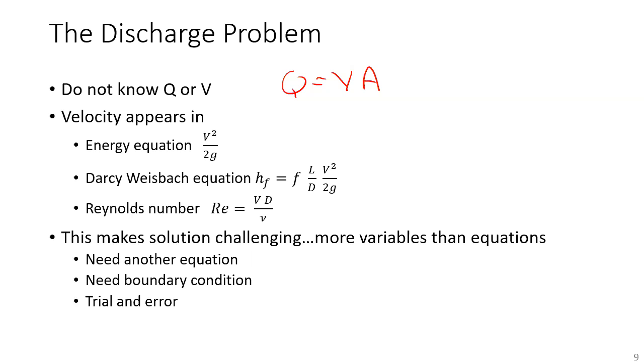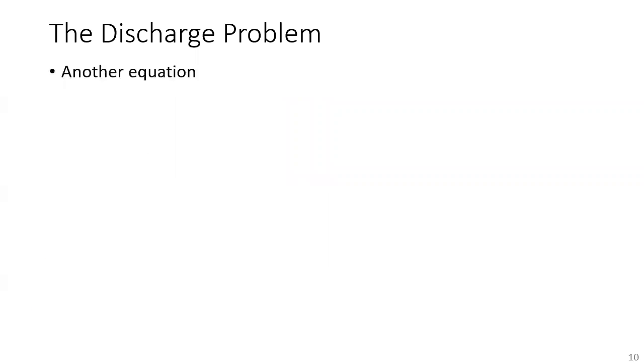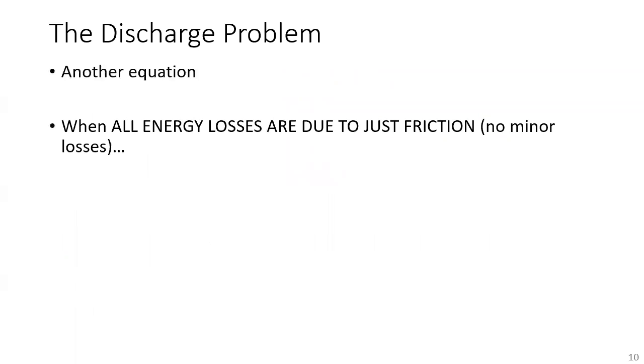And today we're going to look at this method, finding another equation in order to come up with a solution. And I'll show you 3 ways of doing that today. And if we have time, we'll get into this last one, trial and error. So another equation. And this is really important for all the methods we're talking about today. All of the energy losses are just friction losses. There are no minor losses.